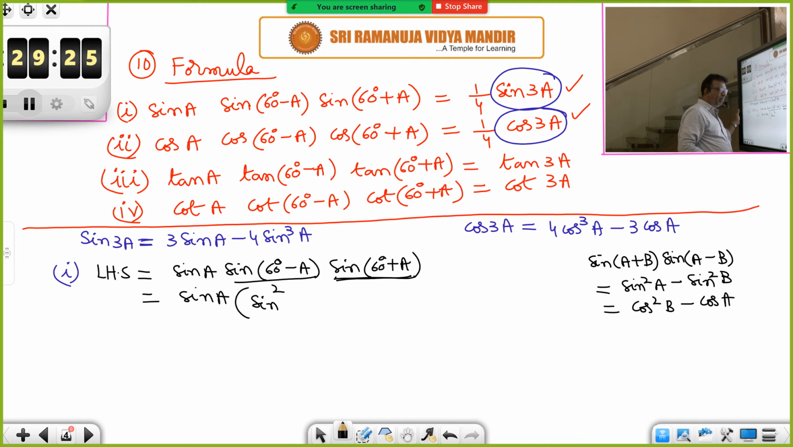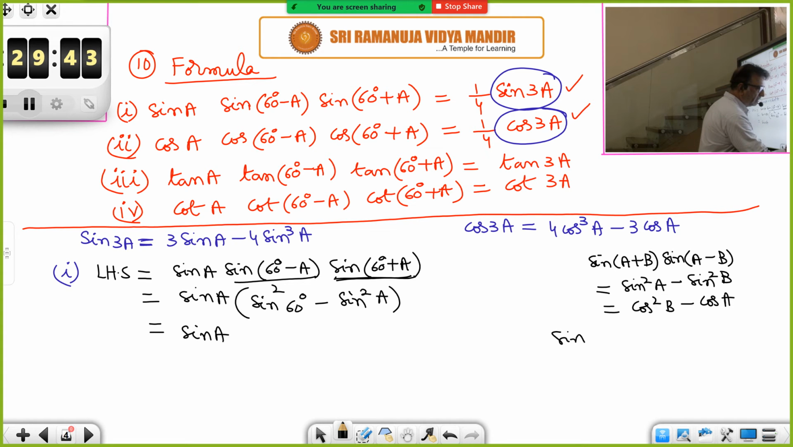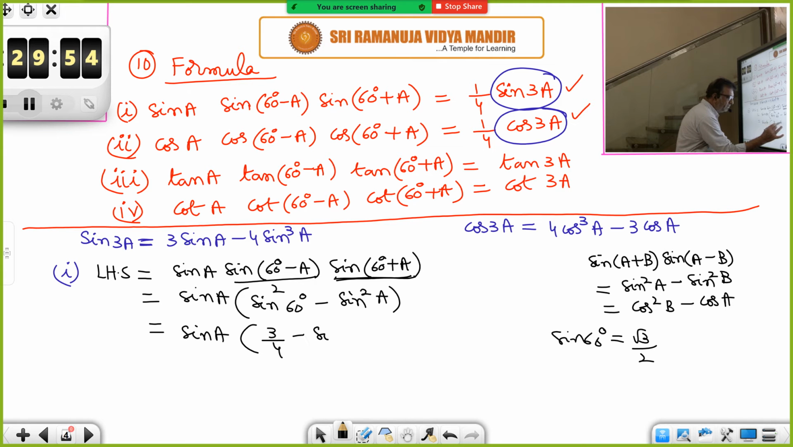Sin 60 plus A into sin 60 minus A. Sin square what? Sin square 60 minus sin square A. Very good. Right. So sin A into, what is sin 60 degrees? So sin square 60 is 3 by 4 minus sin square A.